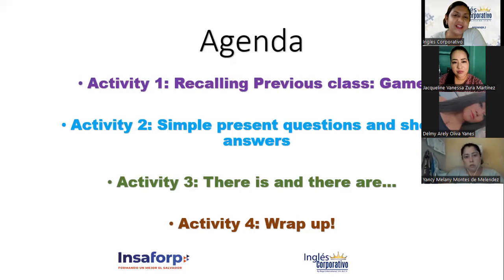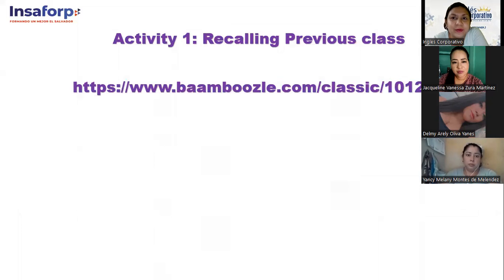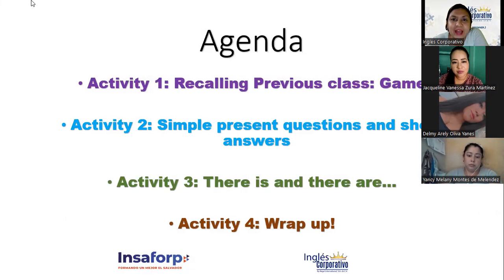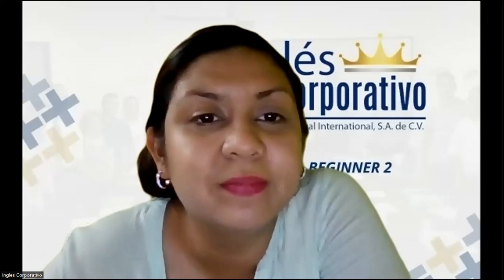So in the agenda, we have these activities. Activity number 1 is recalling previous classes, a game. Activity number 2 is simple present questions and short answers. Activity 3, there is and there are. And finally, activity number 4, which is the wrap-up. Well, guys, this is going to be a game you're going to have. But before that, I need to take the attendance, to check who is in the class today.